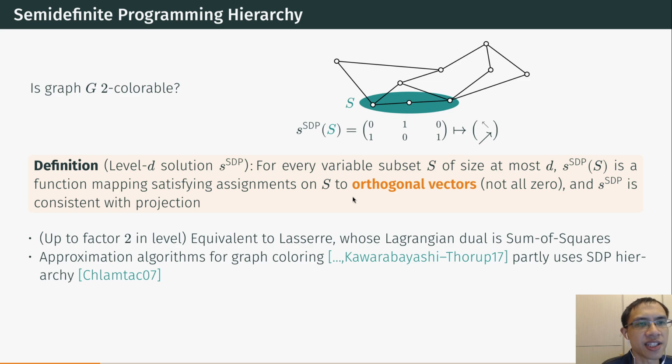Another hierarchy is the SDP hierarchy. This time, we assign orthogonal vectors to satisfying assignments on every small subset. The SDP hierarchy, as defined on this slide, is equivalent to the Lasserre hierarchy, whose Lagrangian dual is the sum of squares hierarchy. The SDP hierarchy is often used in approximation algorithms, including approximation algorithms for graph coloring.